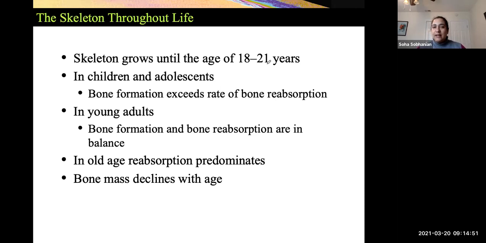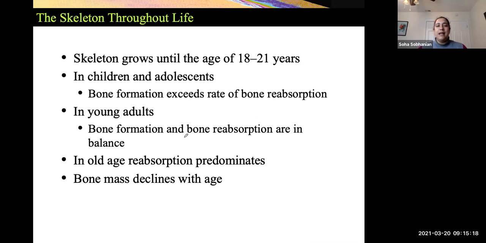In children and adolescents, the bone formation exceeds the rate of bone reabsorption, which we already talked about. Osteoblasts do more work than osteoclasts because you want to build your bone. In young adults, the bone formation and bone reabsorption are in balance. So again, you have that beautiful balance between your osteoblasts and osteoclasts.